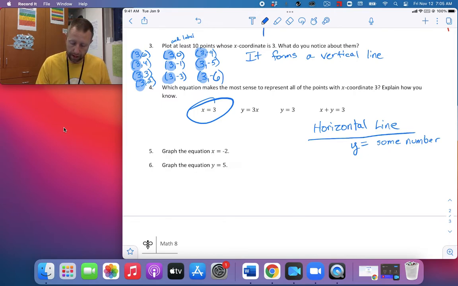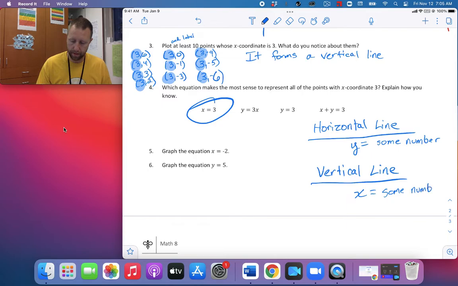For a vertical line, and I'm going to underline this too, my equation is always going to be x equals some number. And that is because it only crosses the x-axis, because it's going straight up and down. It won't cross the y-axis. So it's just x equals some number. That number is wherever it crosses the x-axis.